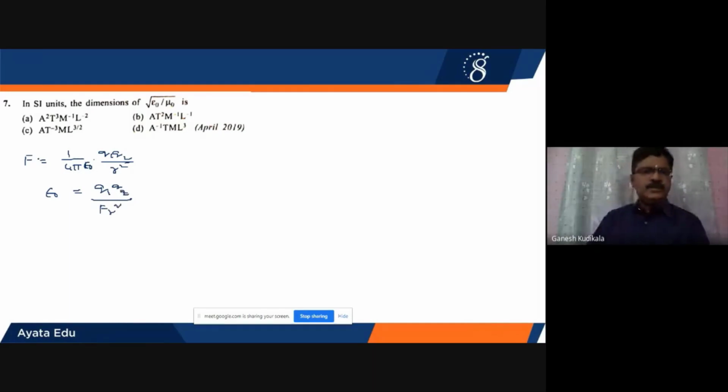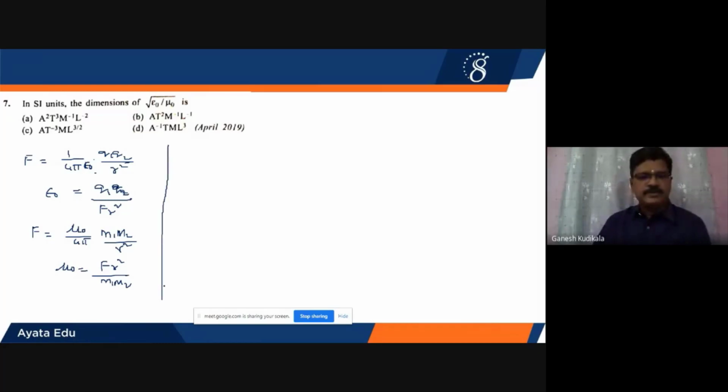Correct? This epsilon naught will be replacing here, and force will be replacing here. 1 by 4 pi is constant. Q1 Q2 by F R square. Leave it. Next one, permeability. Force between two magnetic poles is given by mu naught by 4 pi into M1 M2 by R square. Here M1 M2 are the pole strengths. So therefore mu naught value will be equal to F R square by M1 M2. Then dimensionally, I know all these physical quantities, I can substitute very easily. Then let us go for the question.